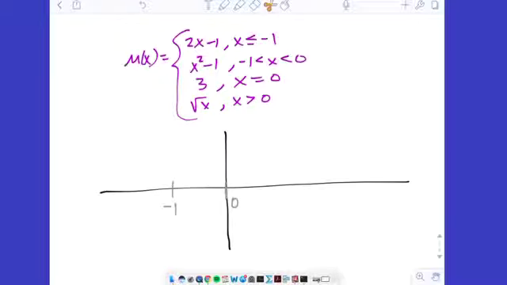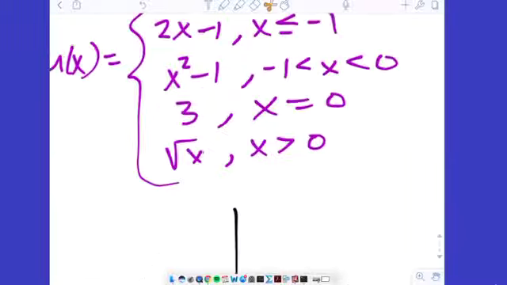Some of y'all are still struggling with that, so let's go through it. I already did my x and y axis, and I already realized that based upon the definitions of the x's, negative 1 is going to be a place where it changes from a line to a parabola. 0 is going to be a place where it changes from the parabola to a radical function.